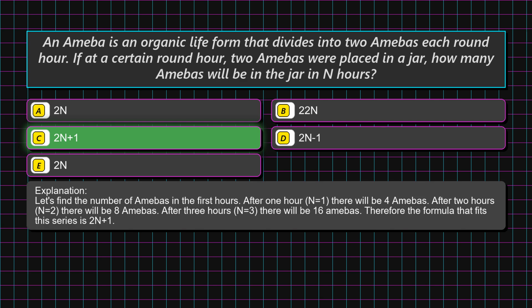The correct answer is option C, 2n plus 1. Let's find the number of amoebas in the first hours. After 1 hour, n equals 1, there will be 4 amoebas. After 2 hours, n equals 2, there will be 8 amoebas. After 3 hours, n equals 3, there will be 16 amoebas. Therefore the formula that fits this series is 2n plus 1.